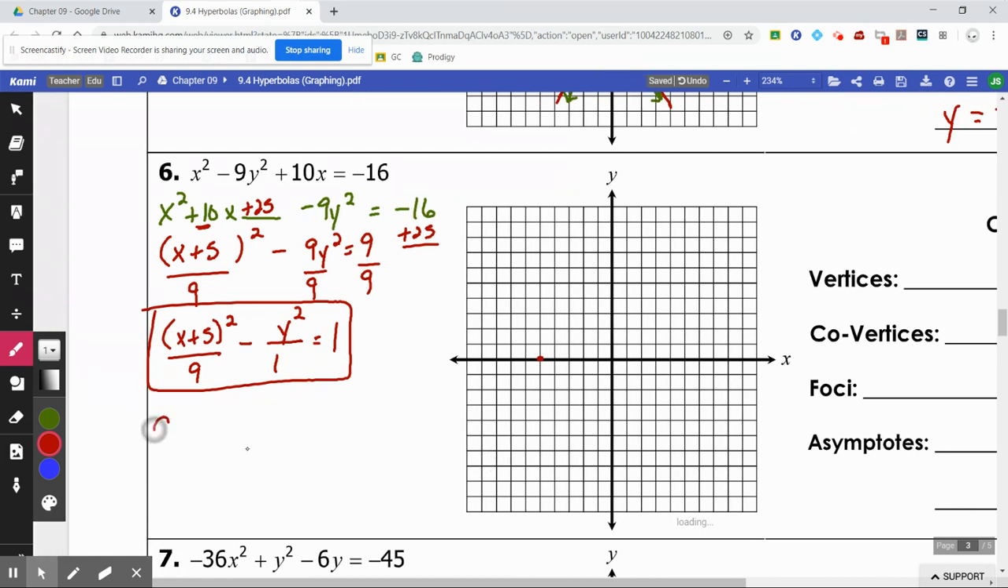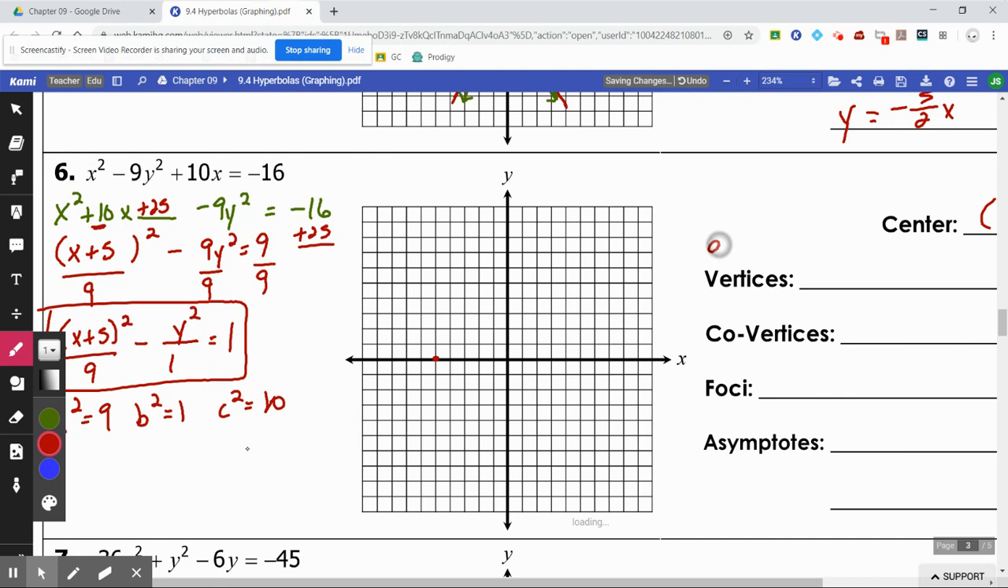Our a squared value here is 9. Our b squared value is 1. Our c squared value will be 10. So therefore a is plus and minus 3, b is plus and minus 1, and c is plus and minus 3.16. Since the x stuff is listed first, this is a horizontal hyperbola.